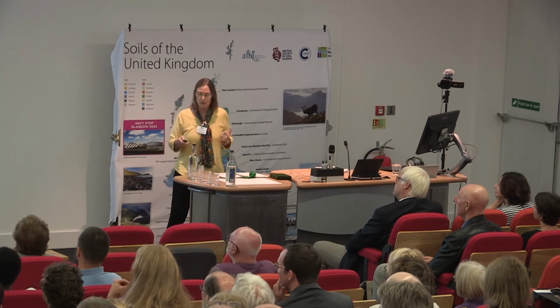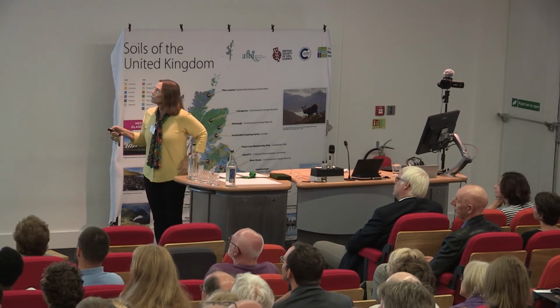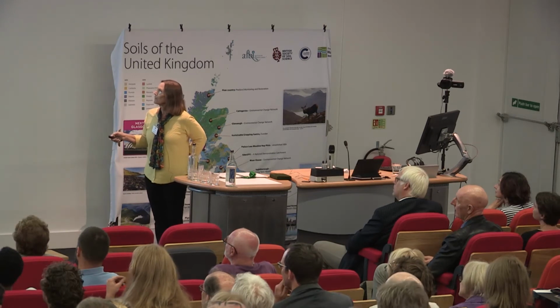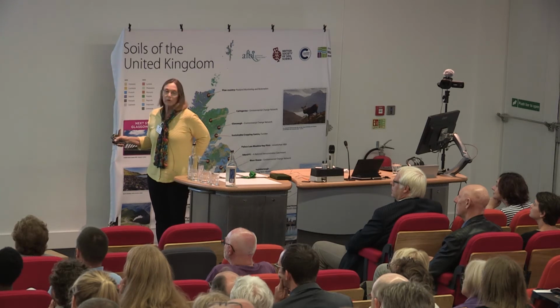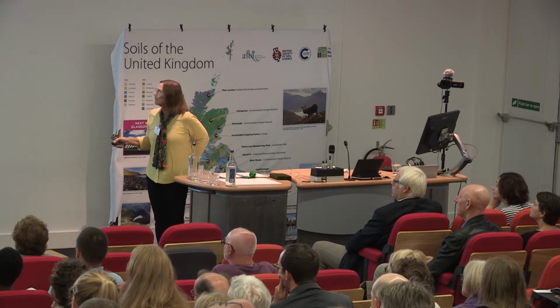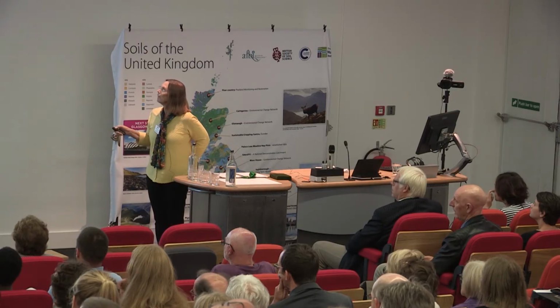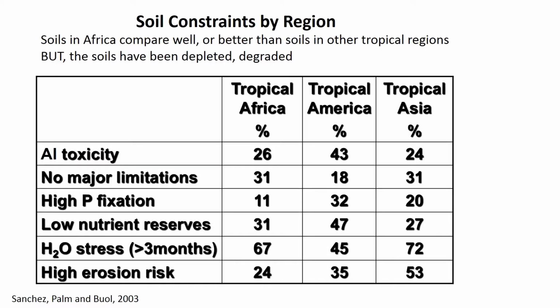All right, so we've depleted the soils, but actually in tropical Africa, if you look at the constraints to production, soil acidity, high phosphorus fixation, they don't look as bad as Latin America or tropical Asia. Low nutrient reserves, yes, but again not as bad as the Cerrado. Water stress is a big issue in Africa. But overall, they're not so bad. But the soils have been depleted and degraded.